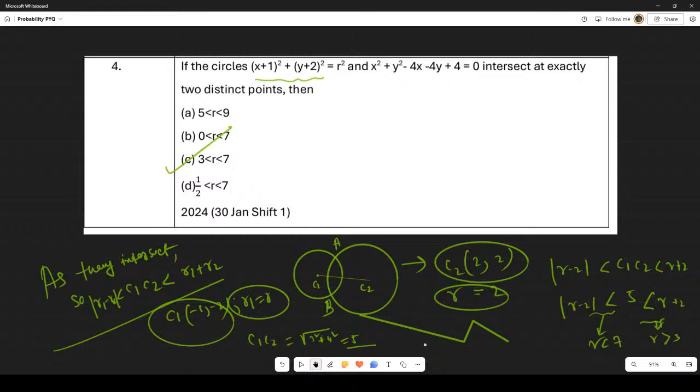Clear? Understood? Not a difficult sum. But the concept you will forget in the exam, it will not click if you have not practiced. Simple. Done? Go for next one, number 5. Hurry up. Done? Okay?